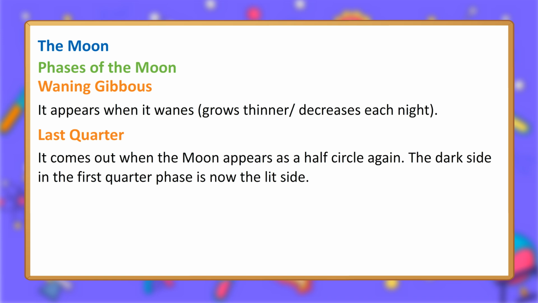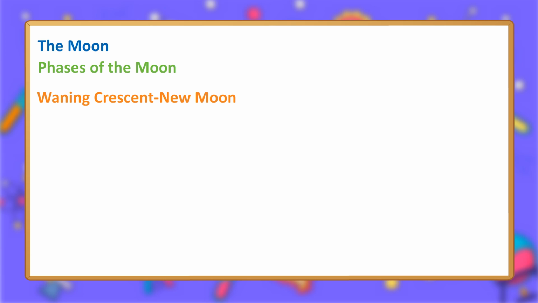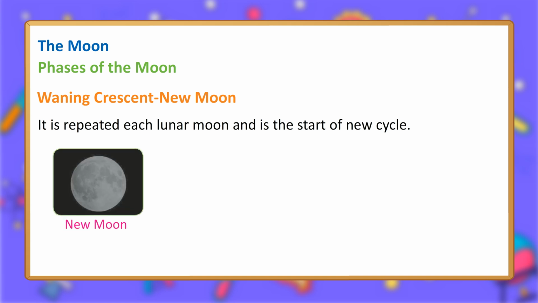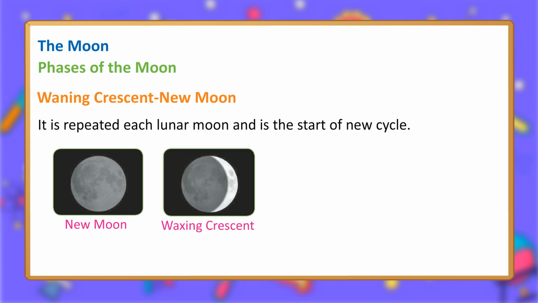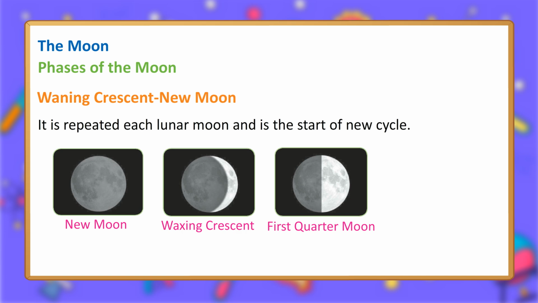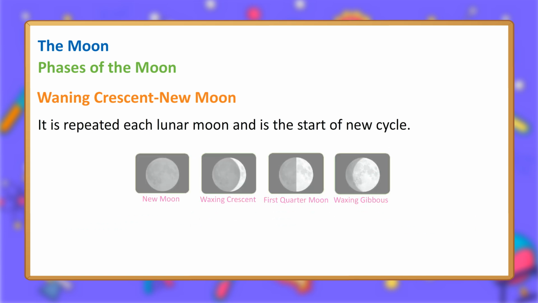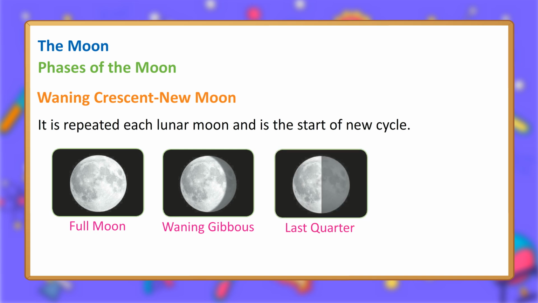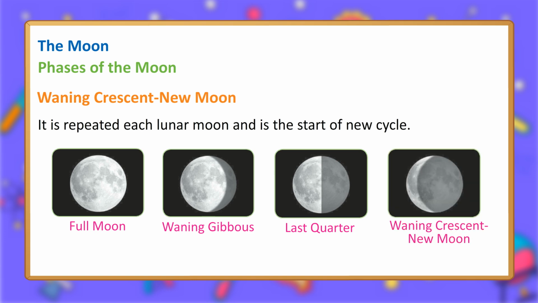Last quarter. It comes out when the moon appears as a half circle again. The dark side in the first quarter phase is now the lit side. Waning crescent, new moon. It is repeated each lunar month and is the start of a new cycle. New moon, waxing crescent, first quarter moon, waxing gibbous, full moon, waning gibbous, last quarter, waning crescent, new moon.